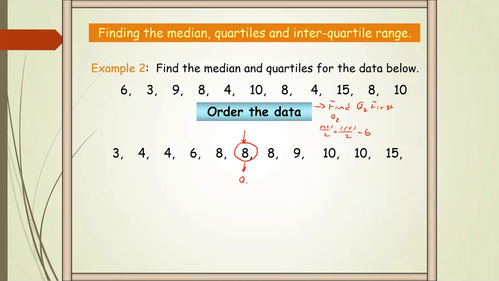This is my second quartile. Now what you're going to do to find the first quartile is you're just going to look at the bottom half of data. You're not going to count the median, you're just going to look at these five values here. Okay, what is the median of this data set here, the bottom half?